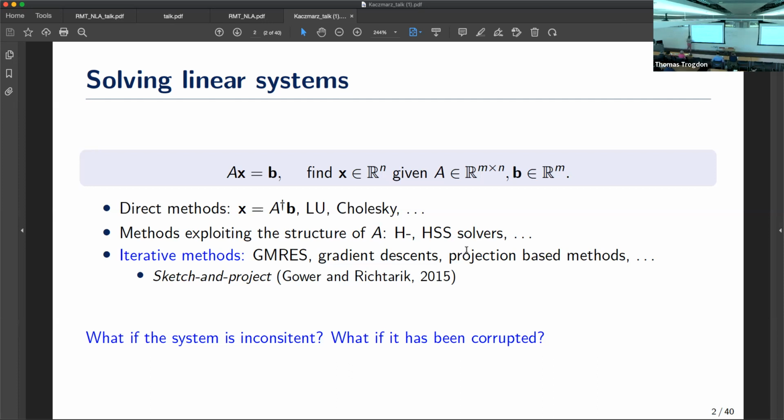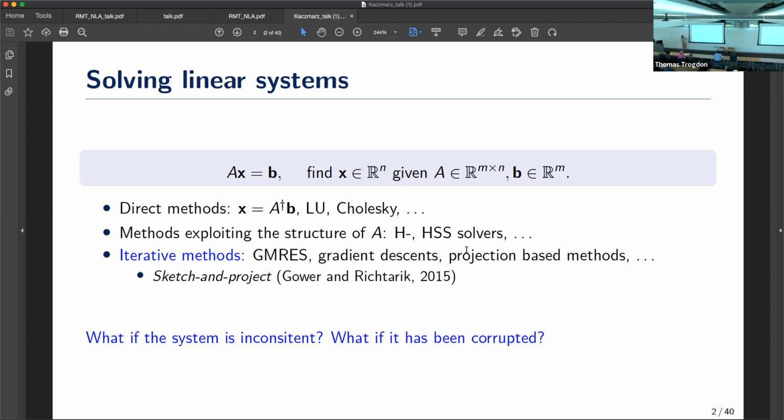So it's amazing. There are different solvers that exploit the structure of the matrix, try to decompose it into pieces and solve. I'm going to focus on iterative methods. And today already, Yudi was talking about GMRES, and I'm going to be talking about projection-based methods, which are actually gradient descent on a linear system. It's a version of gradient descent.